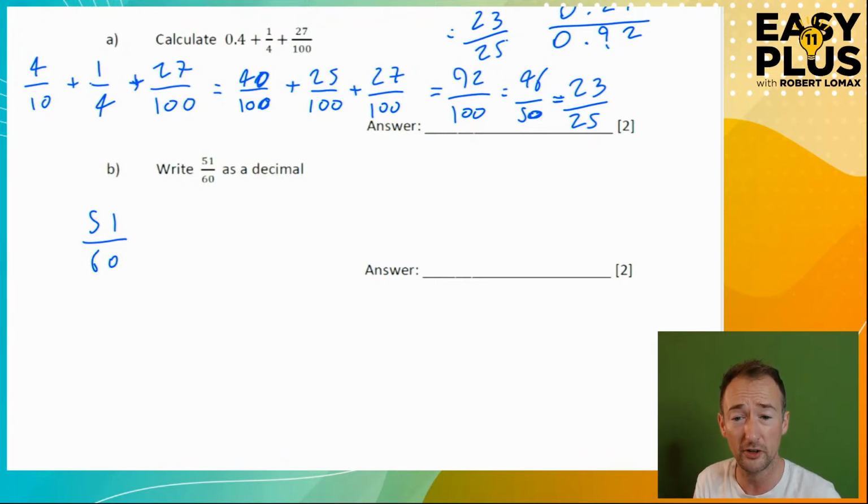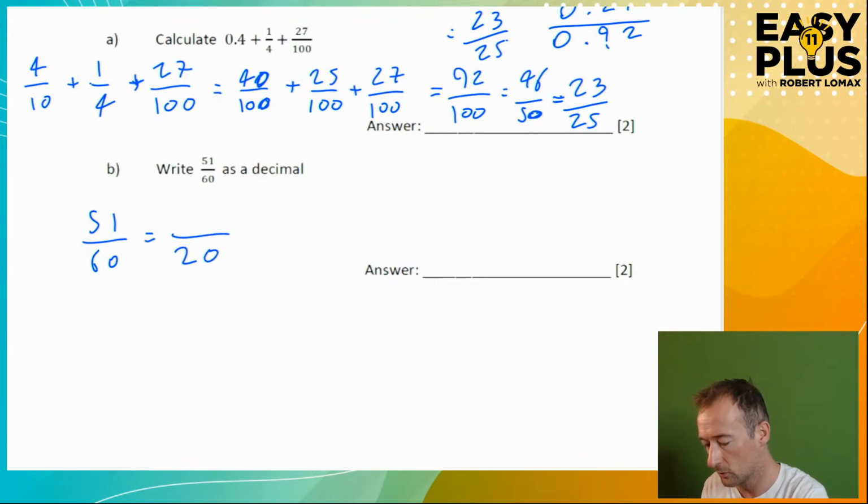So it must also be in the 3 times table. How many times does 3 go into 60? It goes in 20 times, of course. Into 51, 17 times. 17 out of 20. Can I simplify that further? No, 17 is a prime number.